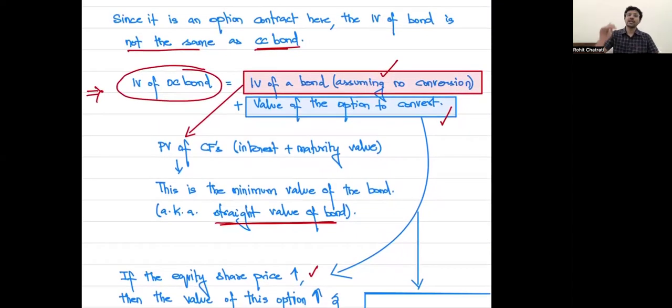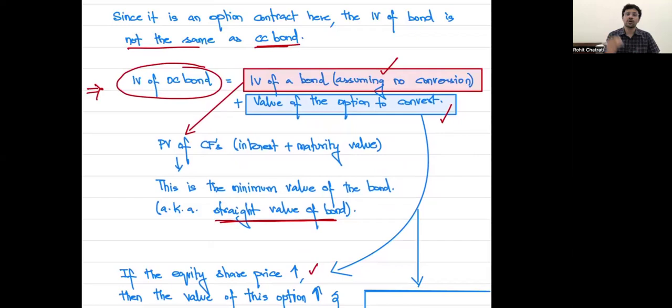Let us assume that the company is doing really badly. Let's not assume zero, but the company is doing very badly and the equity share price crashes. If the equity share price crashes, the value of this option will be equal to zero. Then in such a case, the intrinsic value of the optionally convertible bond will be exactly equal to the straight value of a bond. And hence, I wrote a statement which is that the straight value of the bond is also referred to as the minimum value of the bond.